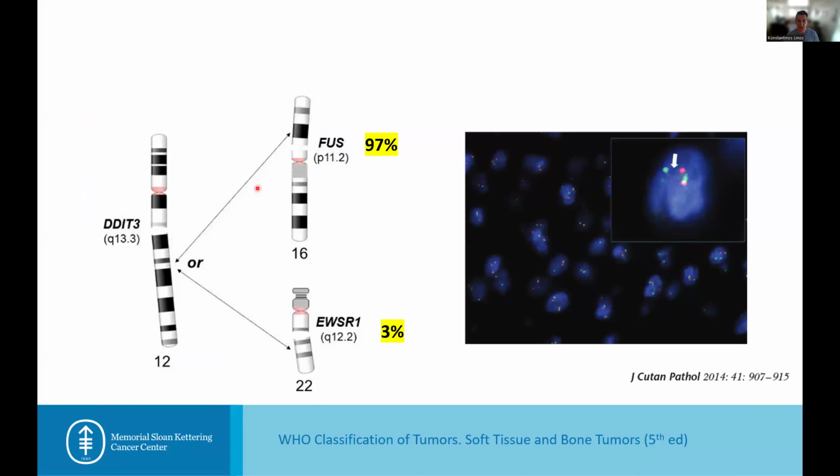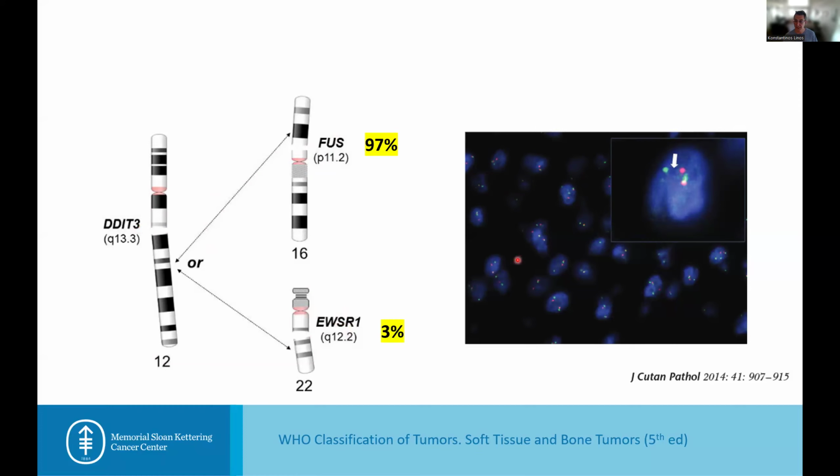But we know the genetics, we know the molecular pathogenesis of this tumor for many years. About 97% of the cases have a rearrangement, a fusion between the FUS gene and the DDIT3 gene, and about 3% have EWSR1-DDIT3 fusion.